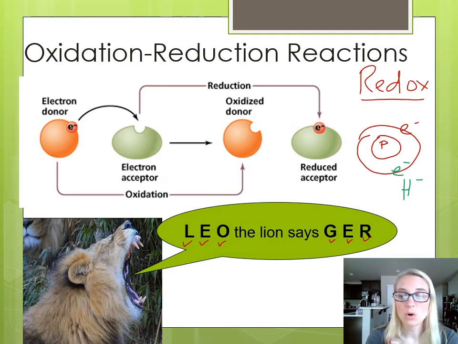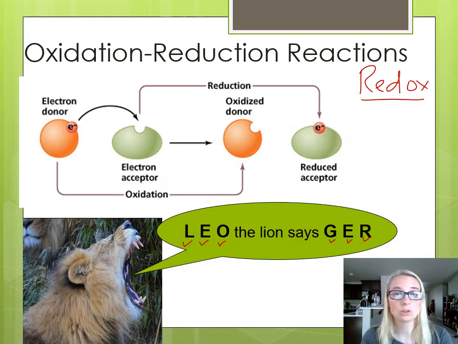acceptor. And so looking for clues of who is being oxidized and who's being reduced is you're looking for where the hydrogen with the electrons are coming from. So that's also another clue.